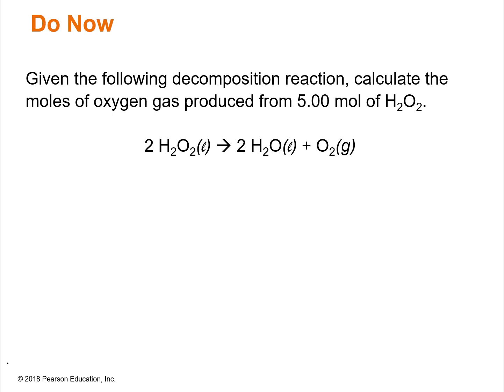Given the following decomposition reaction, calculate the moles of oxygen gas produced from 5 moles of hydrogen peroxide. So this question requires you to write a mole-mole ratio. If you have an answer, you can go ahead and put it in the chat. If you're stuck or you don't remember this, then you can go ahead and let me know that too. That'll help me as we go along.